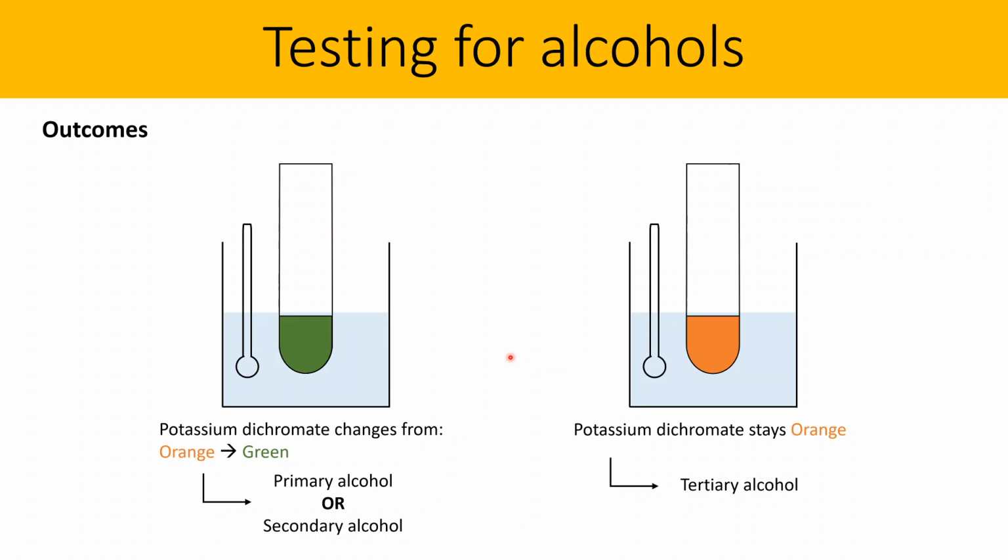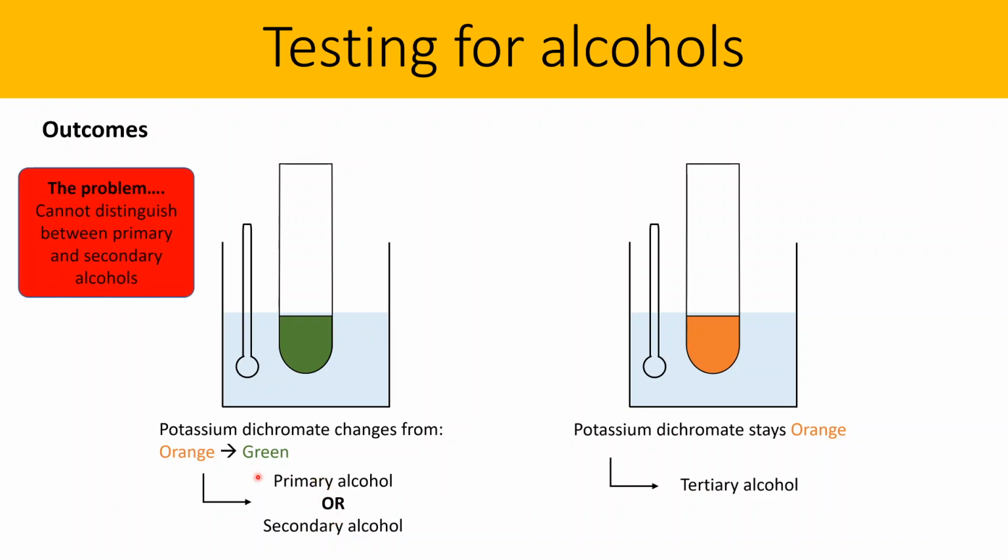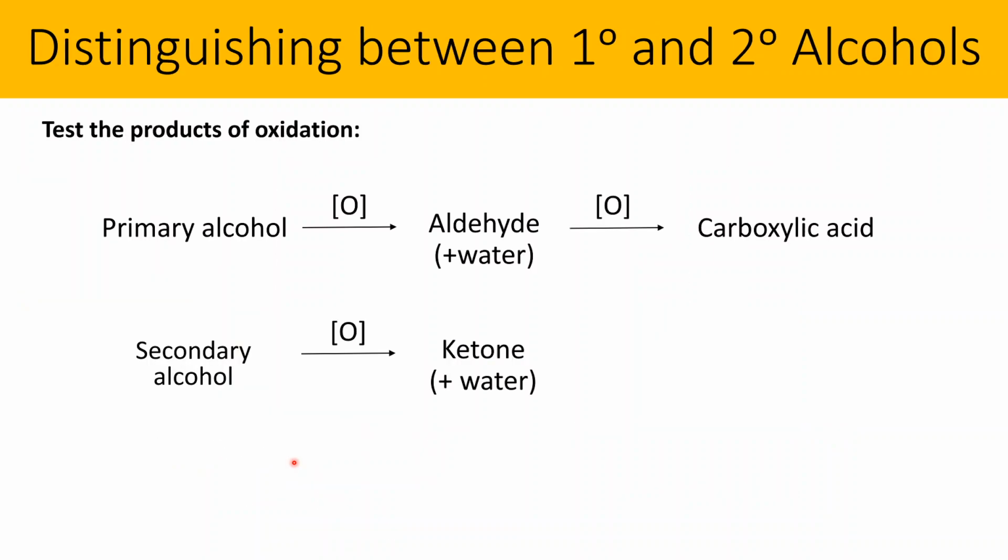So hopefully now some of you have noticed the problem with this test. This test does not differentiate between primary and secondary alcohols. They both give the same result. So we need a follow-up test that enables us to distinguish between the primary and secondary alcohols, and I have the answer for that. The answer is this.